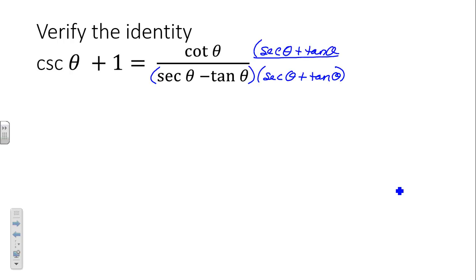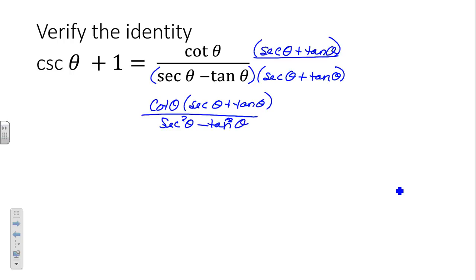All right, so now we've got cotangent of theta times the secant of theta plus tangent of theta over secant squared minus tangent squared theta. Okay, so we did simply a multiply by 1. So what is the secant squared minus tangent squared? That's a 1. So now we've eliminated our denominator, haven't we?